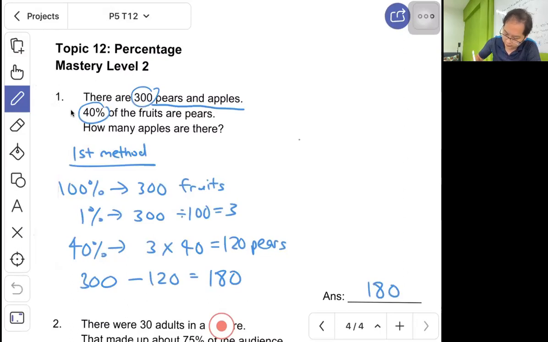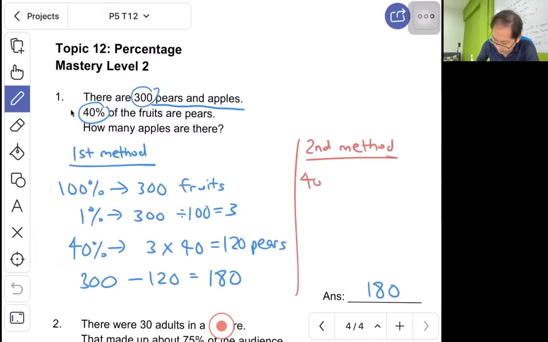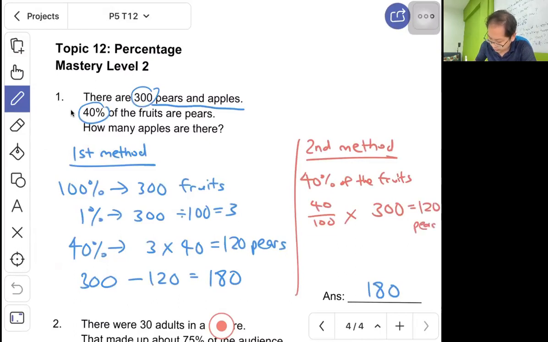Second method, you should take 40% of the fruits. That means 40 out of 100 times the fruits, 300, press into calculator, you'll get 120. After you know there are 120 pears, you take 300 fruits minus the pears that will give you apples.